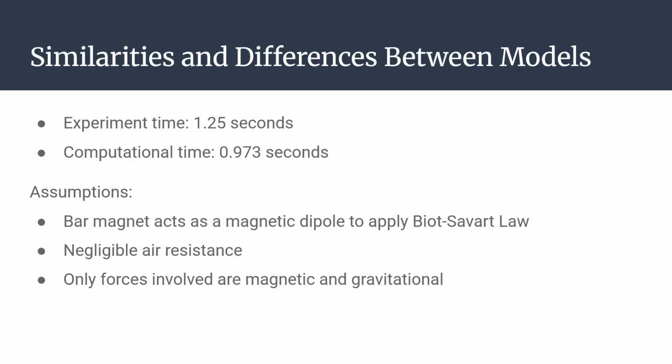So some similarities and differences: obviously the times are different. The experiment time was longer than the computational time. And assumptions we made for both was that the bar magnet acts as a magnetic dipole to apply the Biot-Savart law, and we also neglect air resistance. And we also say in the experimental model, the only forces involved are magnetic and gravitational, which is the same for computational, but for the experimental model, that's not necessarily true, which we'll discuss in the error portion.